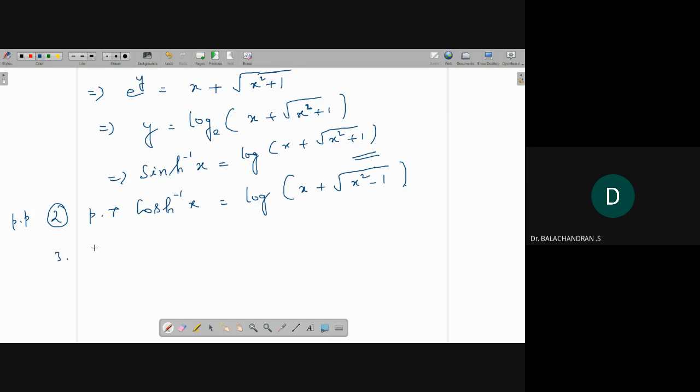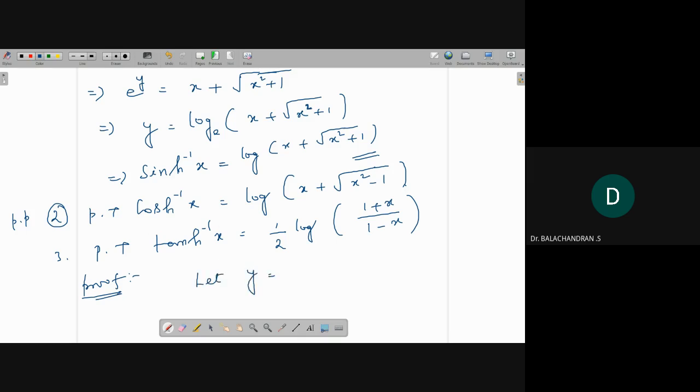I will do it. Prove that tanh inverse of x is equal to 1 by 2 log of (1 plus x) divided by (1 minus x). Okay. The proof is very similar. So let us take y equal to tanh inverse of x. So this implies x is equal to tanh y.